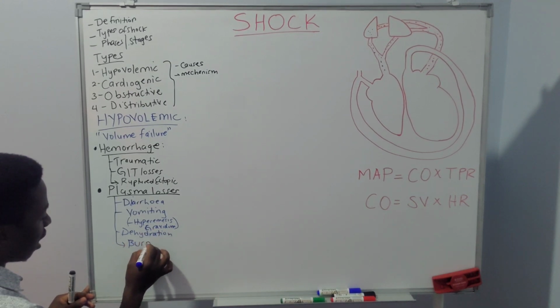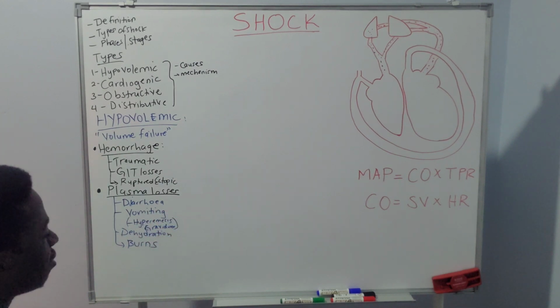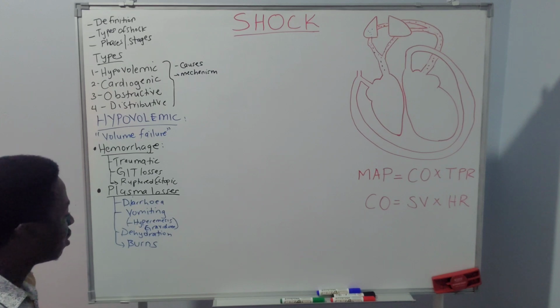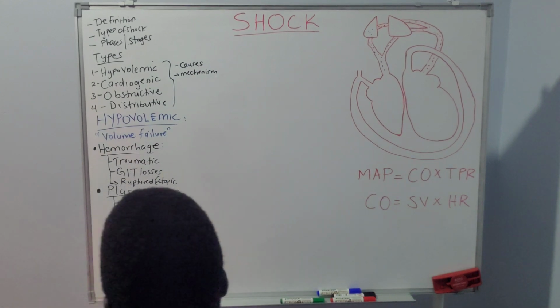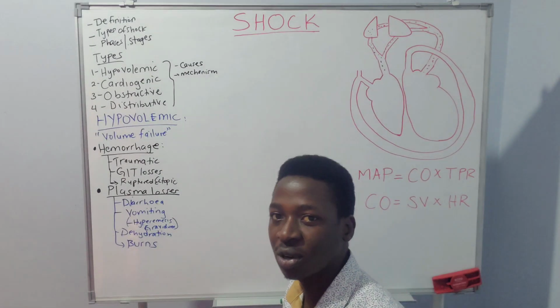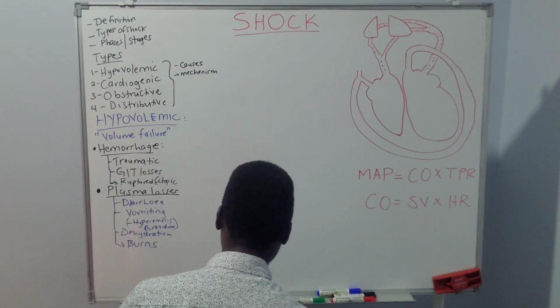Also, we have the burns. These all bring about extensive plasma loss. Physiologically, you can also talk about excessive sweating, which can also bring about plasma losses in any state or condition. So let's see, how do all these causes bring about the mechanism? How will they progress or bring about shock?